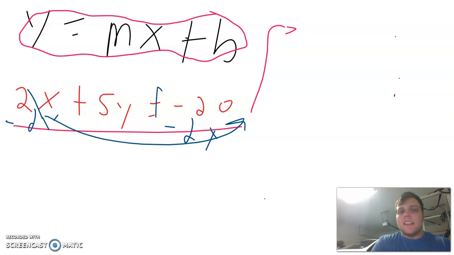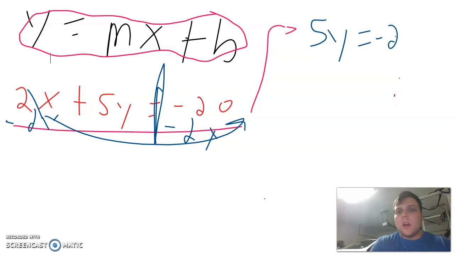On the left-hand side of the equal sign, here's my equal sign. I'm just drawing a line through it to help you remember where the equal sign is. You can say 5y is equal to negative 2x minus 20. You might be wondering why there's a 20 there. It cuts off the side of the screen, but that says negative 2x minus 20. Please believe me.